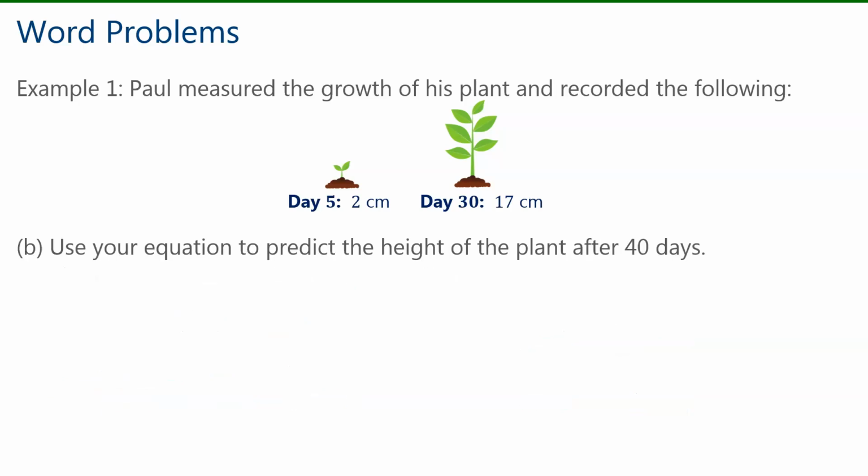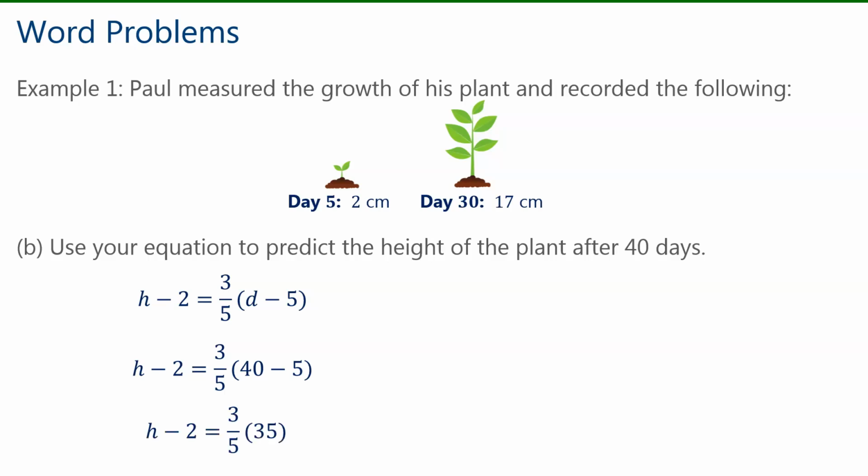Now we have to use the equation we just created to predict the height of the plant after 40 days. So in our equation, let's replace d with 40. Now to simplify this, we'll follow our order of operations. We'll do the brackets first. 40 minus 5 is 35. Now I have 3 over 5 times 35.